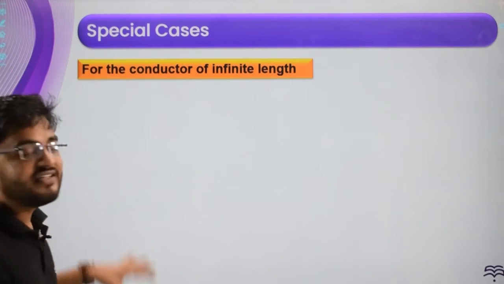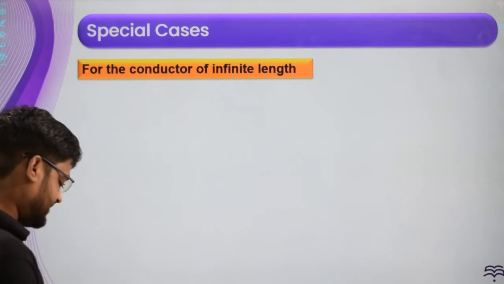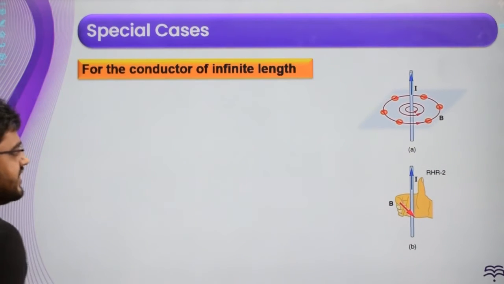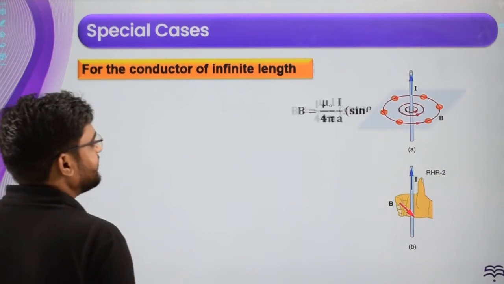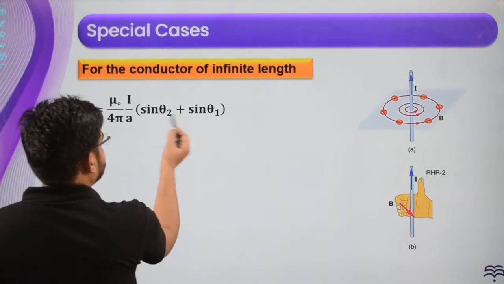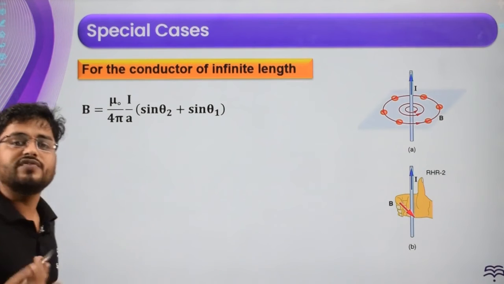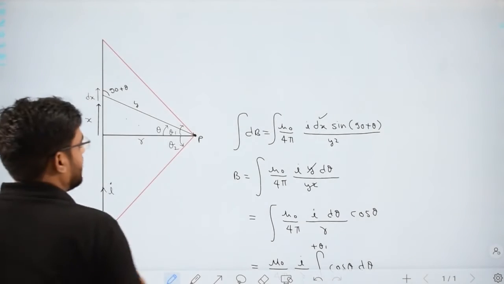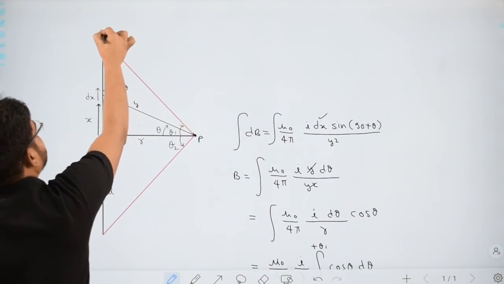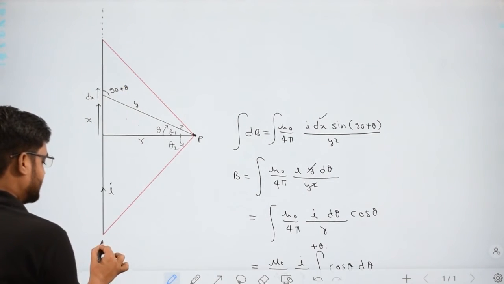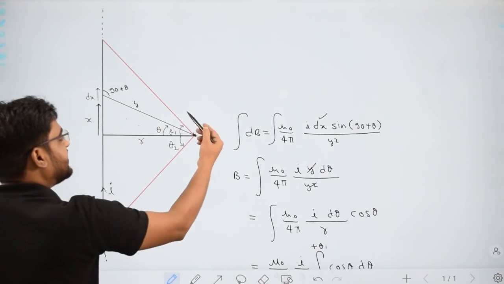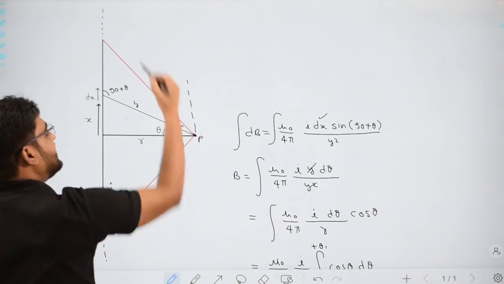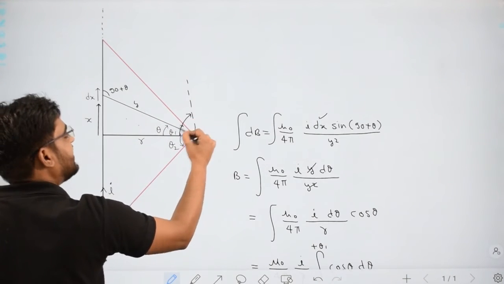Now, for a conductor of infinite length, the first case is, what if our length is infinite? So if the length is infinite, then theta 1 and theta 2 both will become how much? See, when this goes to infinity and this also goes to infinity, what about theta 1? This point will be almost going like this till infinity. So this theta 1 will become 90 degree, right?